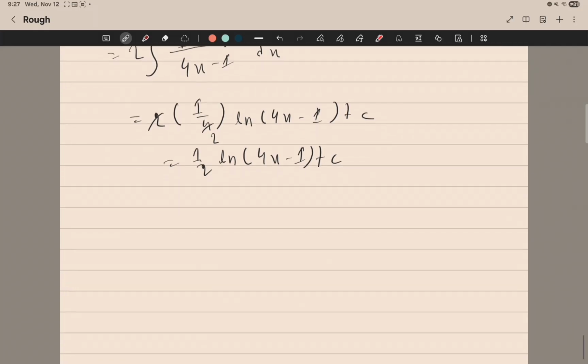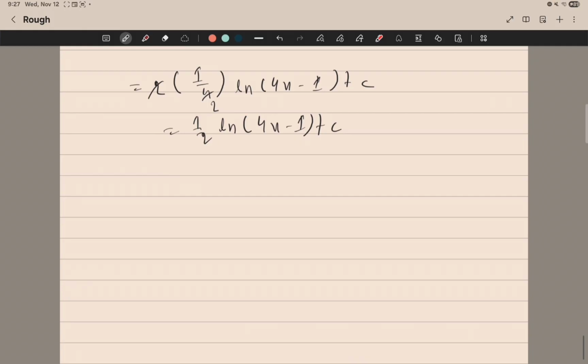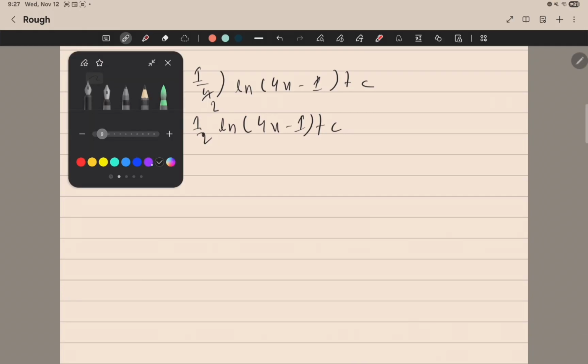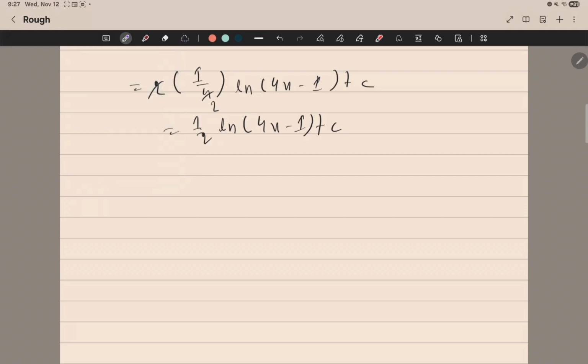And the mistakes that I did, I tried it 2 times. In the first one, let me use a different color. This is purple, I guess. The first time, I didn't take the 2 out. I inversed the 4x minus 1. Then I did this. I took the 2 out later. I'm just gonna do it quickly since I don't want to waste much time.